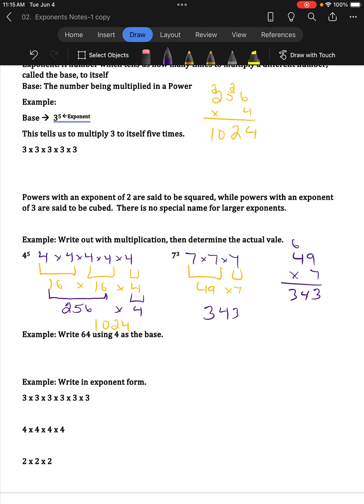Another type of problem that we will encounter asks us to write 64 using 4 as the base, meaning we're going to write 4 to a power. We just don't know the power. Alternatively, if you're thinking about this with symbols, you might think about it as 4 to the we don't know equals 64. Well, exponents are just repeated multiplication, and my base is 4, which means the only number that I'm allowed to use is 4.